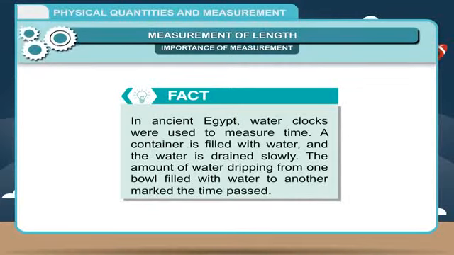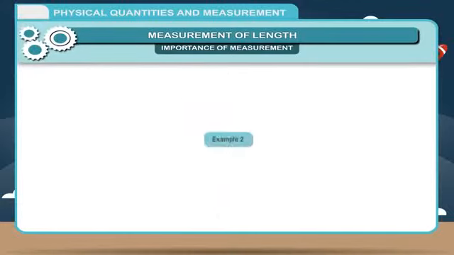Fact: in ancient Egypt, water clocks were used to measure time. A container is filled with water and the water is drained slowly. The amount of water dripping from one bowl filled with water to another marked the time passed.